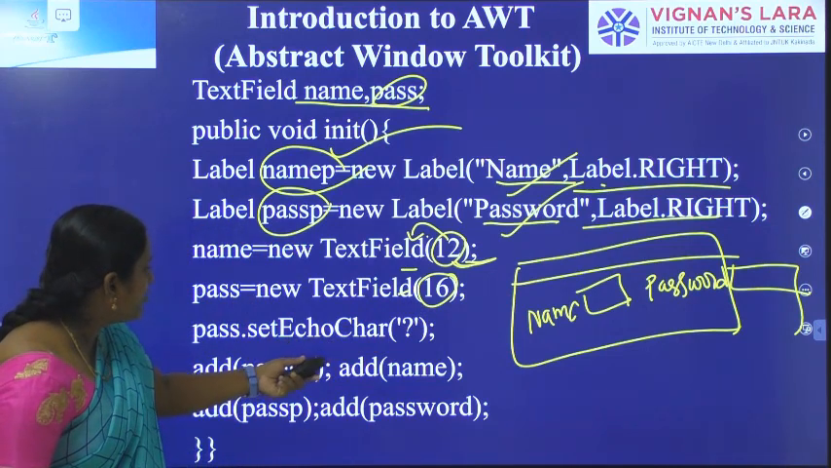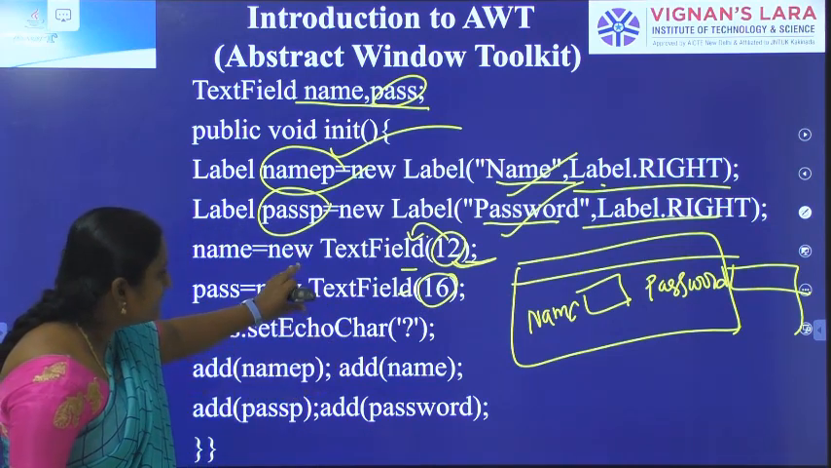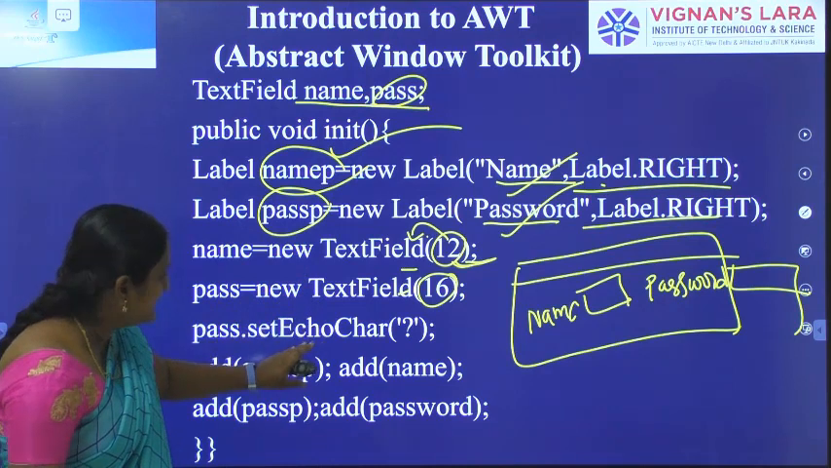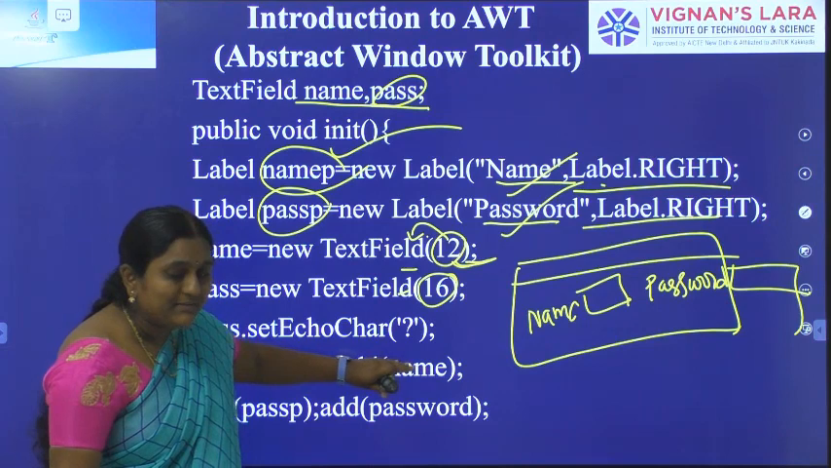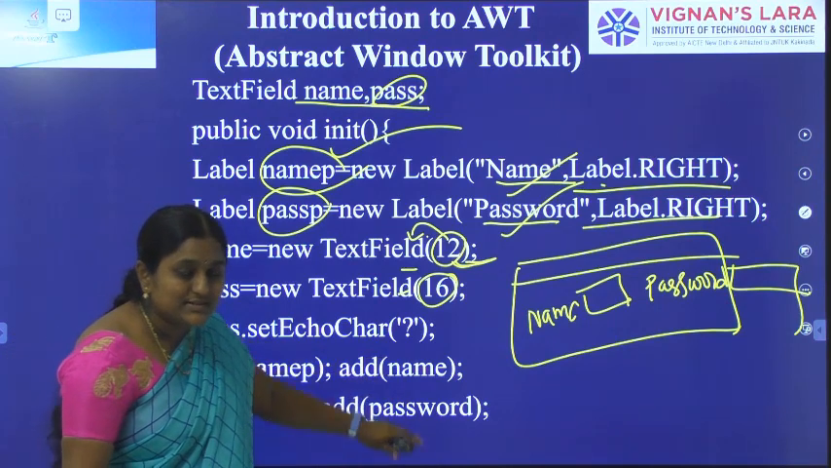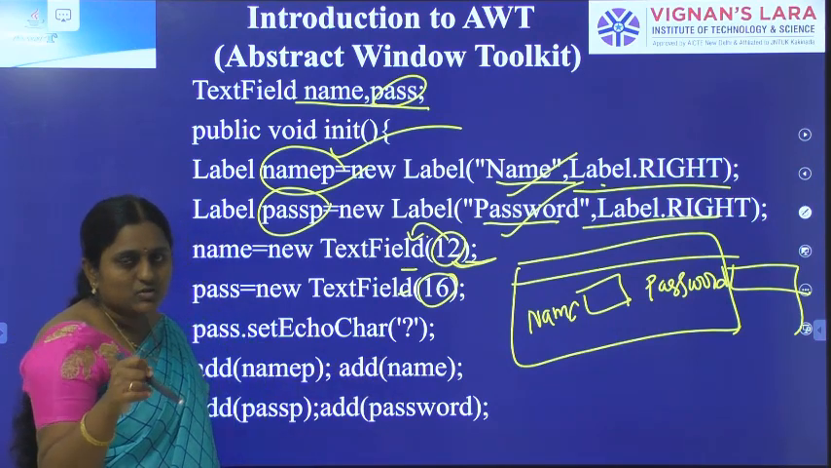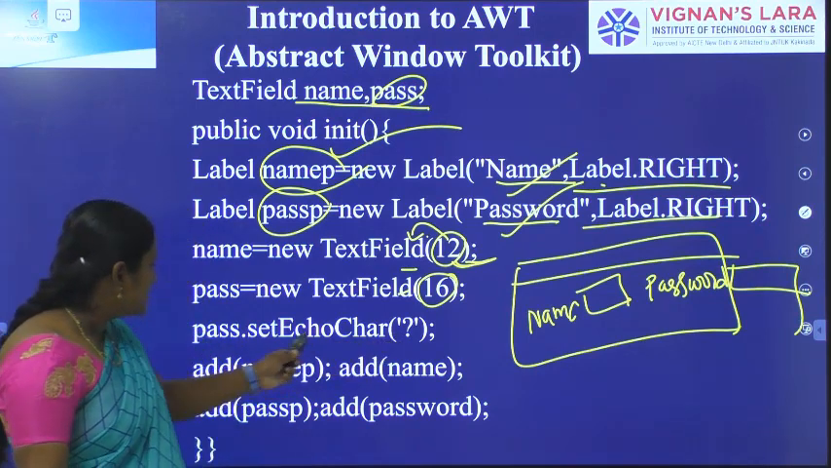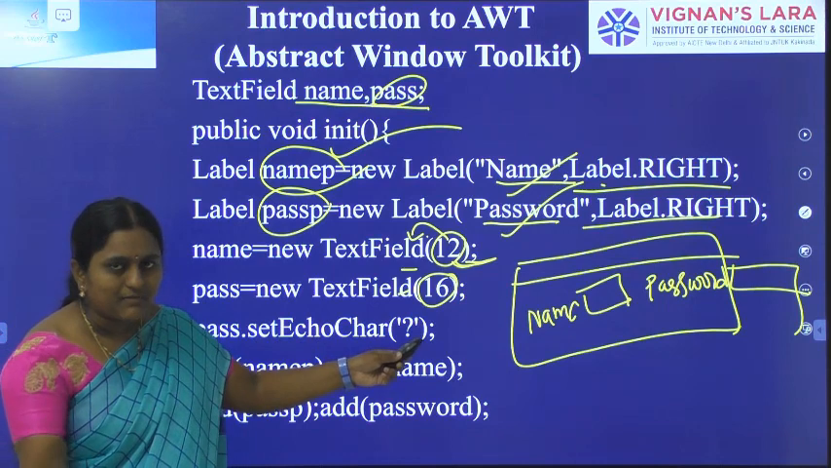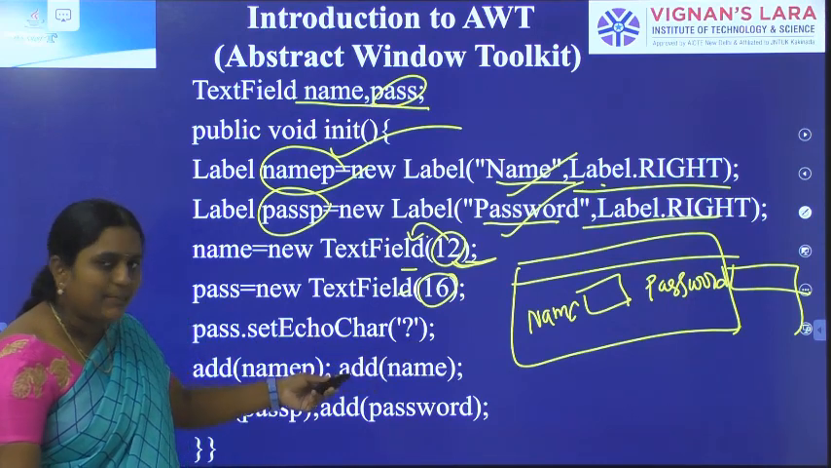Next, we can set the echo char. Because the password is hidden while the name is visible, we have to set the password field with setEchoChar. Which method do we use to show the password as stars or question marks? The setEchoChar method. So pass.setEchoChar with a question mark. We set our password to echo-char type characters.